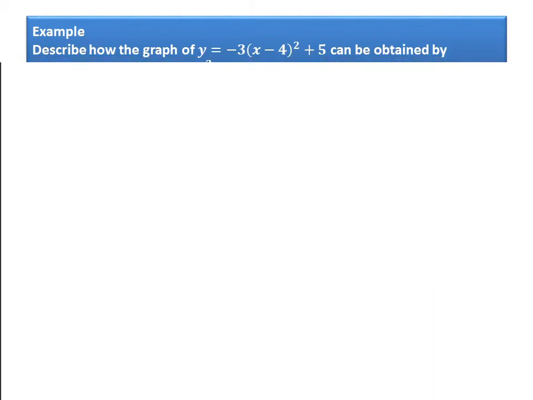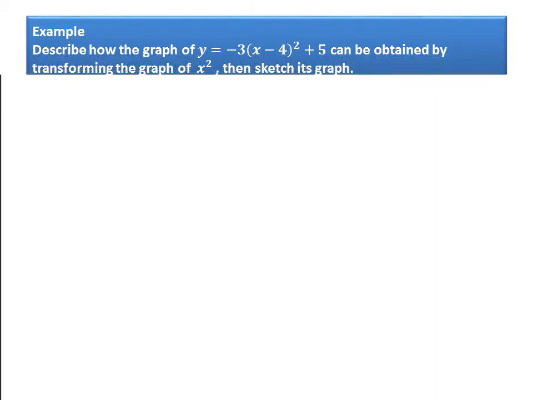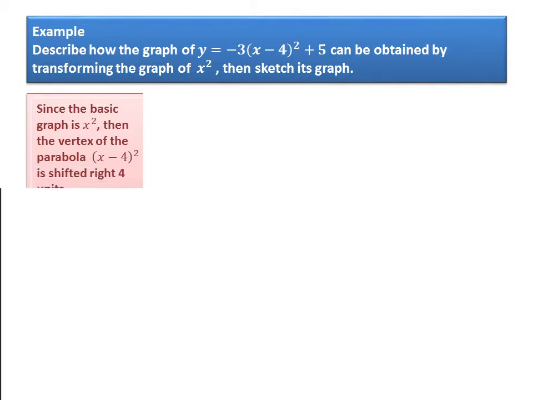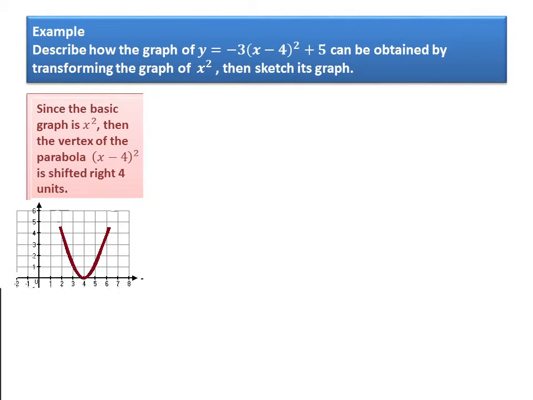The example says, describe how the graph of y equals minus 3 multiplied by x minus 4 all squared plus 5 can be obtained by transforming the graph of x squared. Then sketch the graph. So we need first to explain how we do the transformations, and then finally we need to sketch the graph of y equals minus 3 multiplied by x minus 4 all squared plus 5. Okay, the basic graph we are using is x squared. We draw it first. Then after drawing x squared, we see we have x minus 4 all squared.